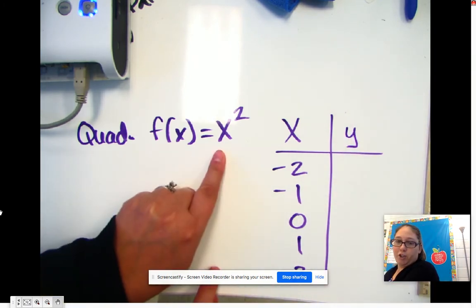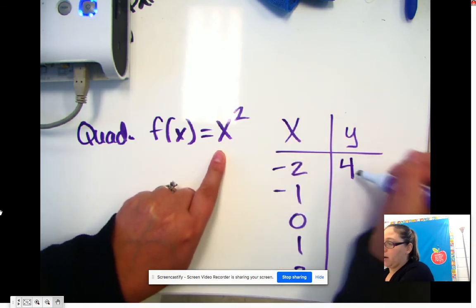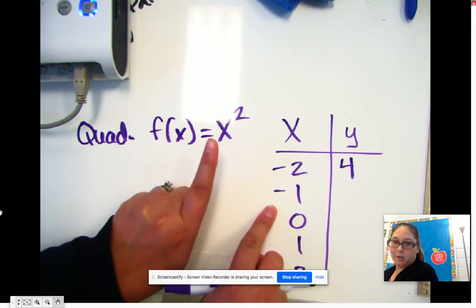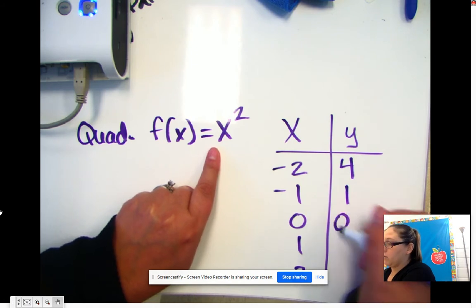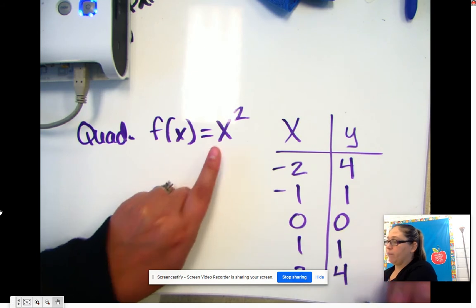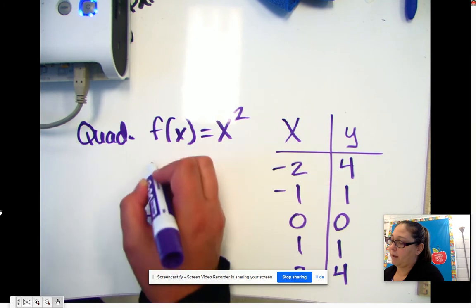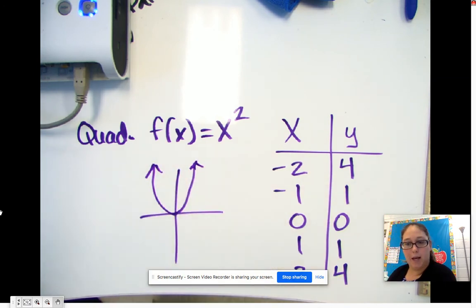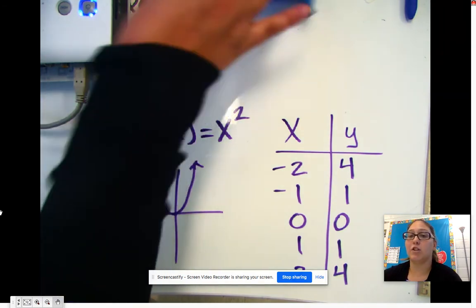So -2 squared, that gives me a +4. -1 squared, +1. 0 squared, 0. 1 squared, 1. And 2 squared is 4. And so this is the parent function, right? We're going to get this nice parabola that's at 0, 0 and goes up, okay? The parent functions, again, you need to have these memorized. So this is the quadratic, okay? Then let's try another one.